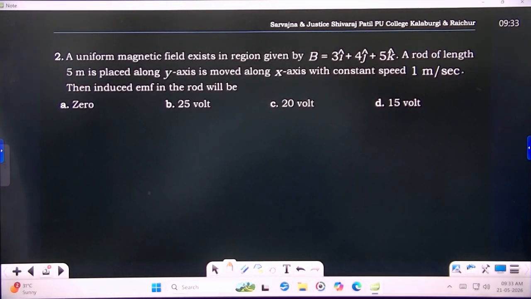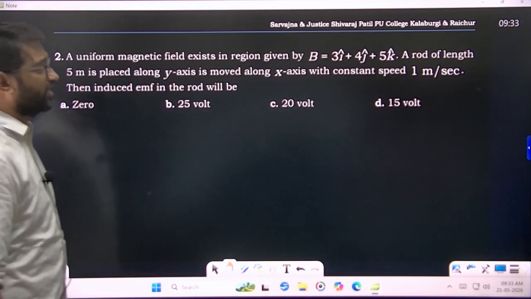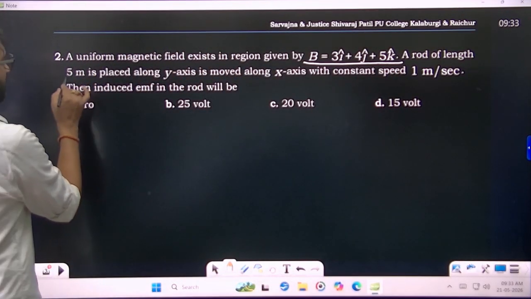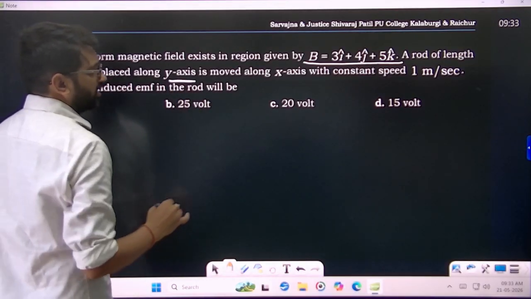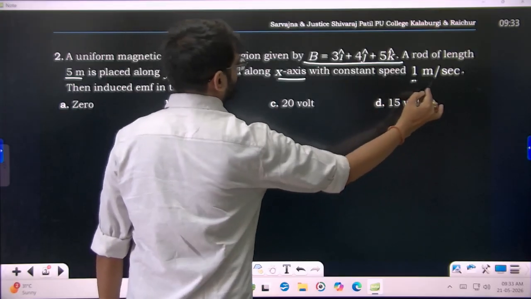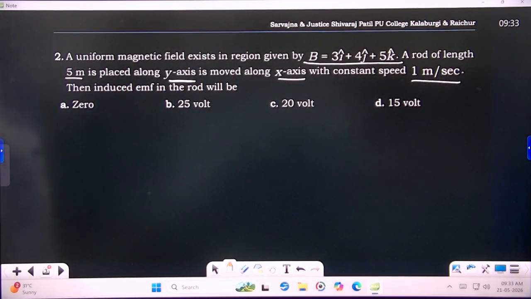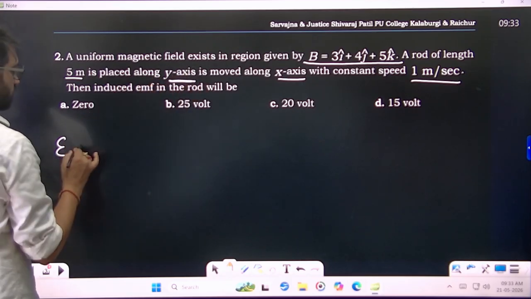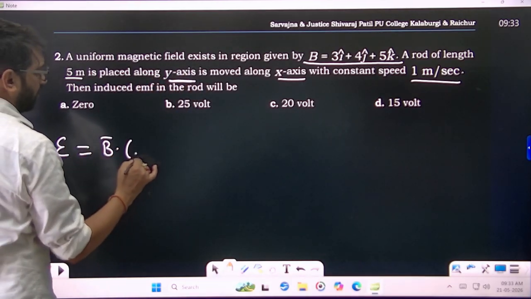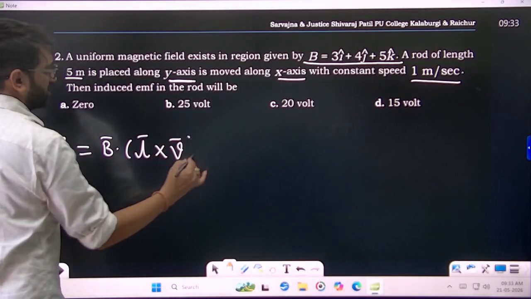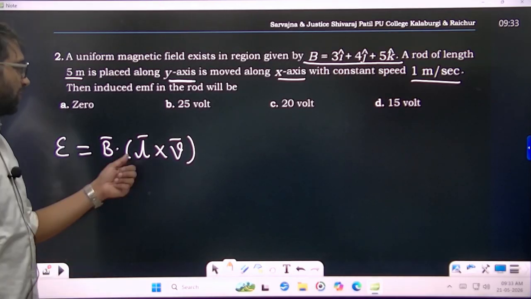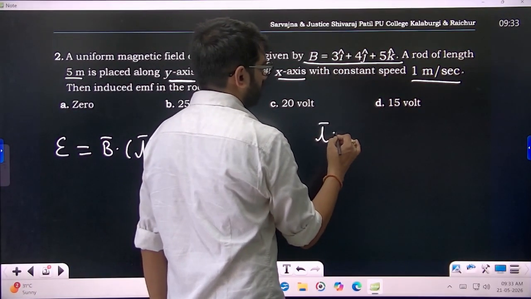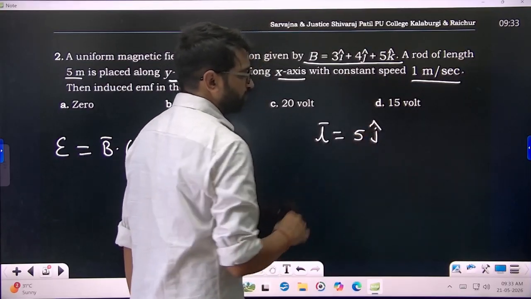Next, a uniform magnetic field exists in a region given by 3i plus 4j plus 5k. A rod of length 5 meters is placed along the y-axis and it is moved along the x-axis with a constant velocity 1 meter per second. Then the induced EMF in the rod is. So here all these are given in vector form. So induced EMF in vector form is B bar dot L bar cross V bar. This is the formula. So let us now see L bar. L bar is length. Length of the rod is along the y-axis. So L bar is equal to 5 into the y-axis, j cap.